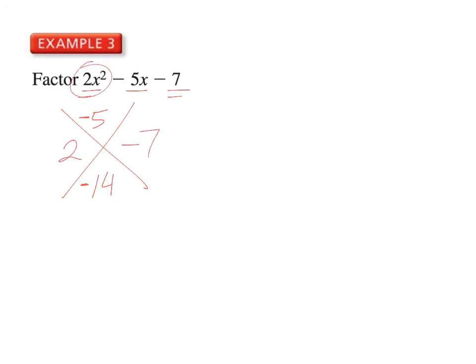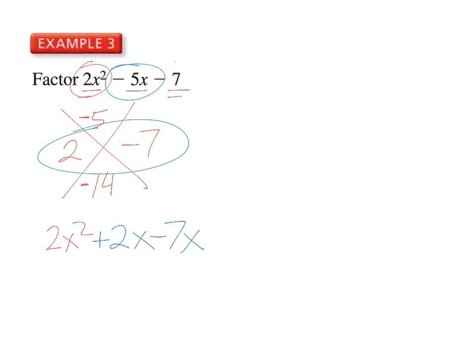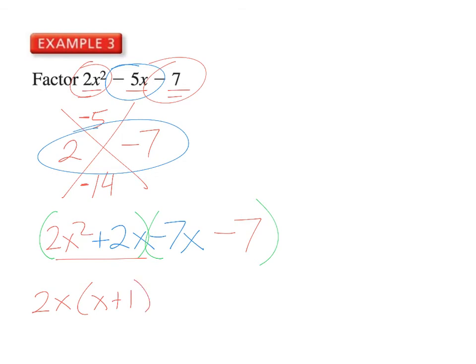All right, so I take the first term, then I take the middle term, split it up using those two values, and the last term. Now I do what? Now I group. What can I pull out of the first group? I could pull out a 2x, leaving me with x plus 1. What can I pull out of the second group? I could pull out a -7, leaving me with x plus 1.